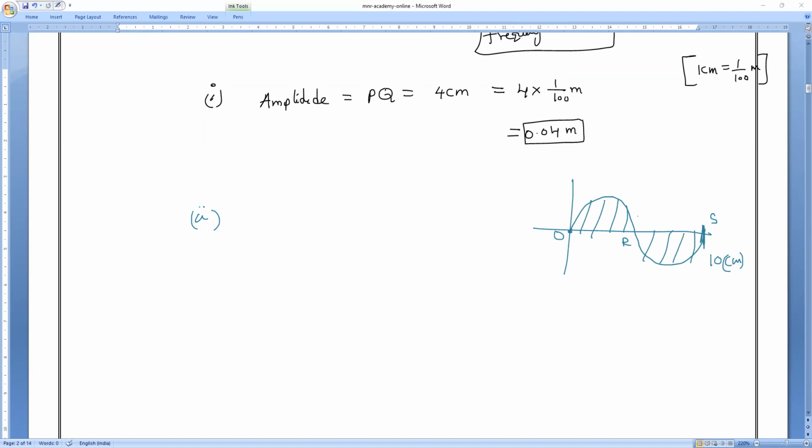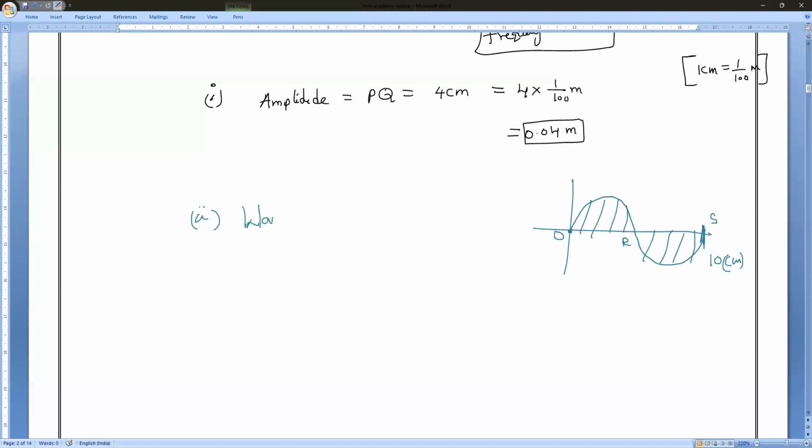Final answer we always write in SI units. Clear? So wavelength is equal to what, guys? From the wave, wavelength is equal to OS. So OS is equal to how many centimeters? 10 centimeters. So 10 centimeters means 10 into 1 by 100 meters, which is equal to 0.1 meters.